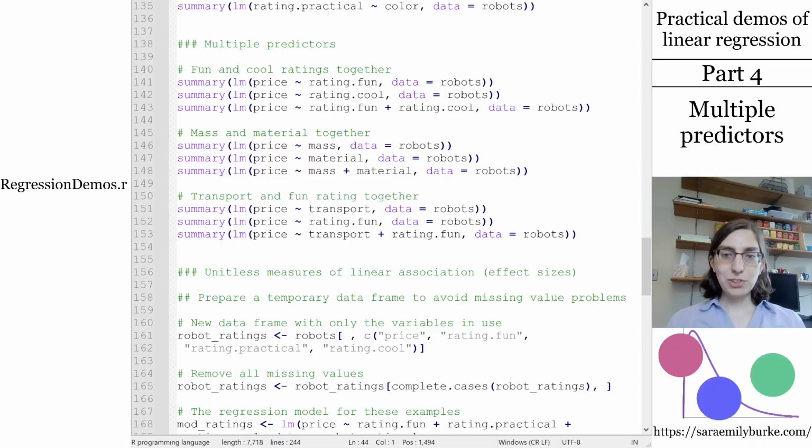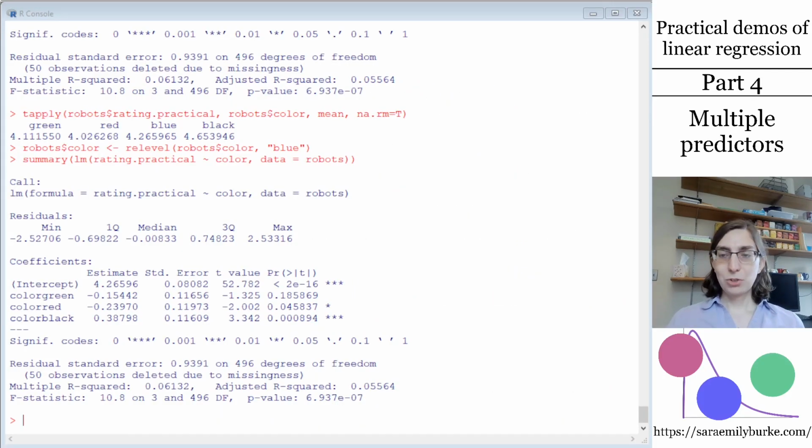In the next portion of this session, I'm going to talk about some regression models that have multiple predictors in them at the same time. And I'm going to be working with this part of the regressiondemos.r code file. I'm going to go through just a few examples with multiple predictors right now because I'm planning to talk a little bit more about what this is actually doing next week.